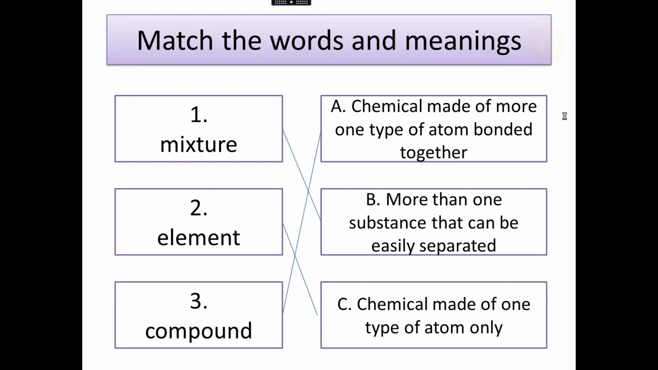Here we go with the answers. 1, mixture is B. 2, element was C. And 3, compound was A.